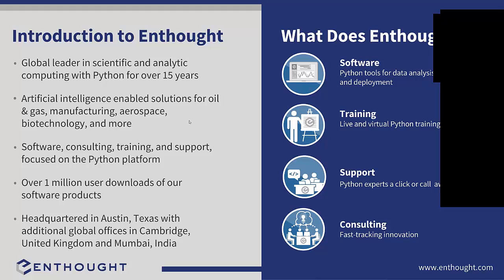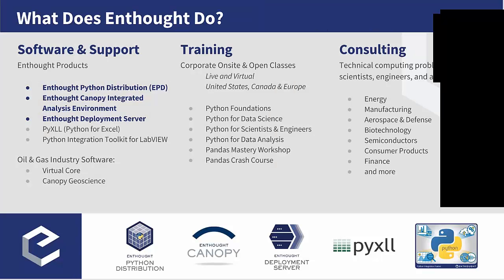To that end, we started building small software blocks. That was the start of the Enthought Python distribution and the subsequent stack that we're going to talk about in a minute. We are headquartered in Austin, Texas, with an additional office in Cambridge, UK, and in India, located in Mumbai. So what does Enthought do?